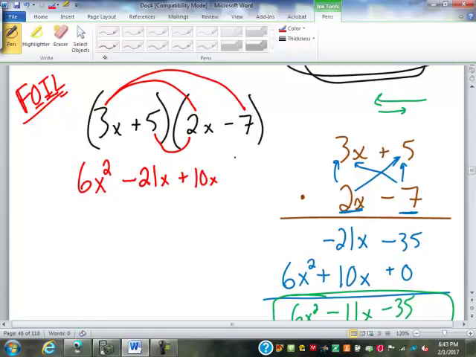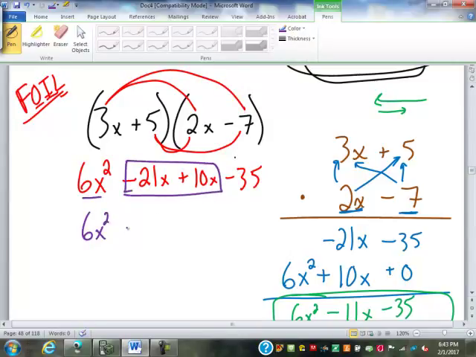And the L stands for? Last. 5 times negative 7 is? Negative 35. So now we combine what we can. There's nothing to combine with the 6x. Negative 21x and positive 10x is a negative 11x. And we have the negative 35. Notice it's the same answer.